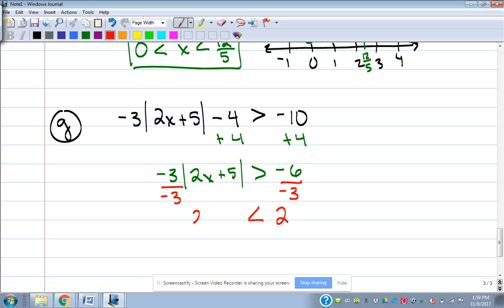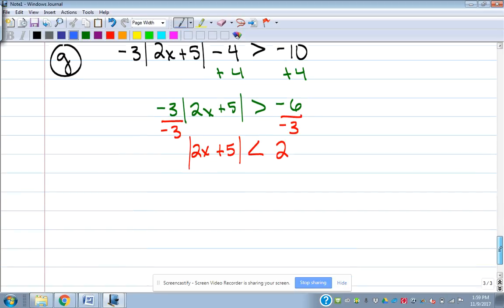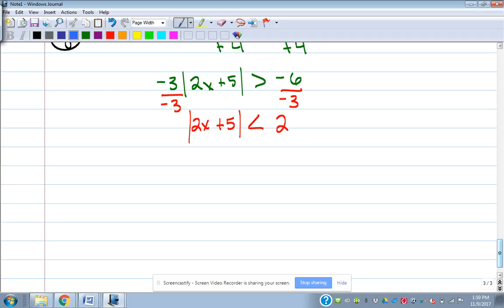So it's an and. Oh, it started out as an or, but it really wasn't an or ever. It was an and problem. Only time you ever flip your symbol is if you multiply or divide by a negative on both sides. That's the only time you do.